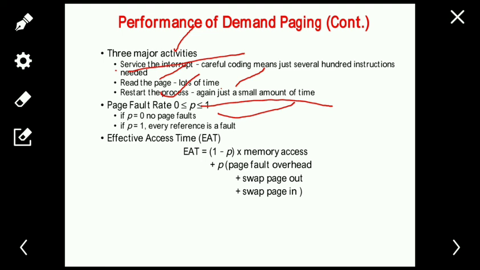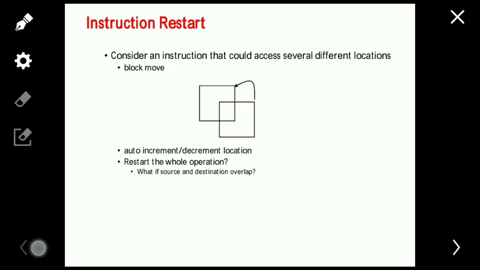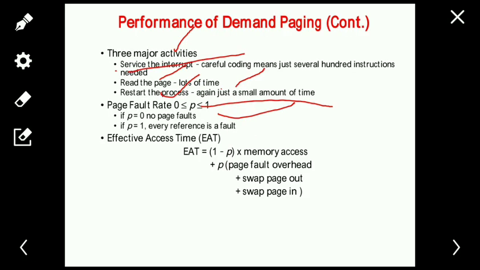Here, if the page fault rate is 0, then there is no page fault, and if the page fault rate is 1, every reference is a fault. So we denote the page fault rate from 0 to 1.